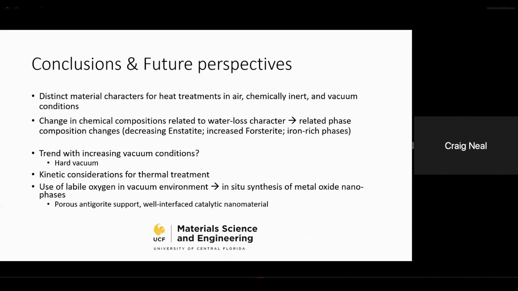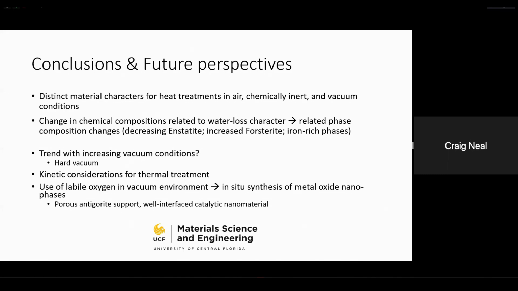So in continuing this research, we want to look at stronger vacuum environments and see if there's a trend in this phenomenon with increasing vacuum, just where the processes end up on a phase diagram. And also the kinetic considerations of the thermal treatment, how the distribution of phases will change with increased time at each temperature, and then also the functional implications of the oxygen loss at the surface.